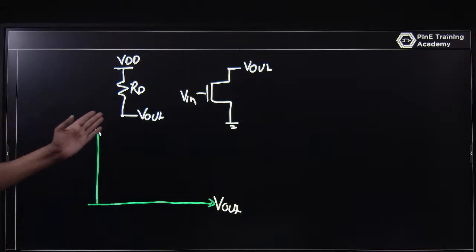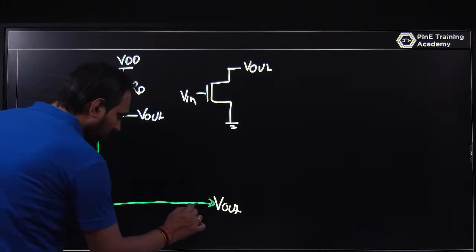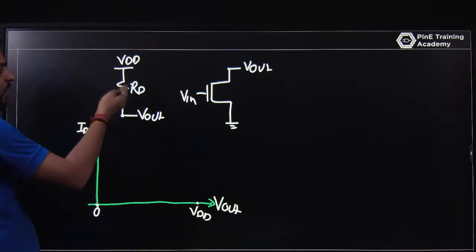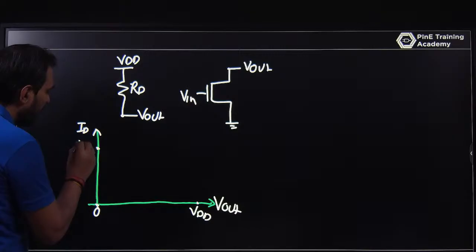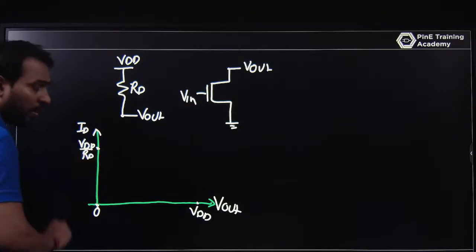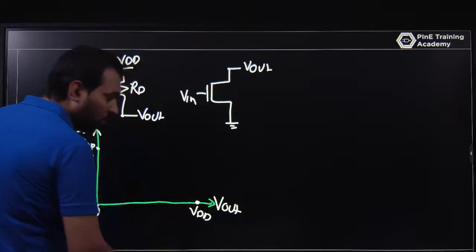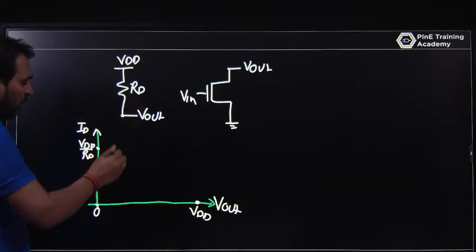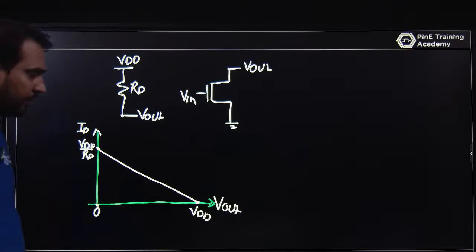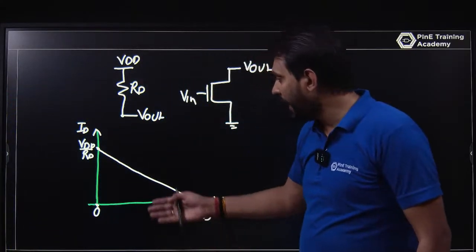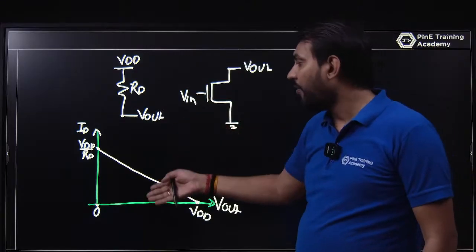So when Vout is changing from 0 to VDD, it is simply like this: when Vout is 0, VDD minus 0 upon RD, that is the maximum current, VDD upon RD. And when Vout is VDD, VDD minus VDD upon RD, the current is 0. This is VDD minus Vout upon RD, a negative slope like this. Is it okay? So if you have a resistance and Vout is changing from 0 to VDD, the graph is like this.